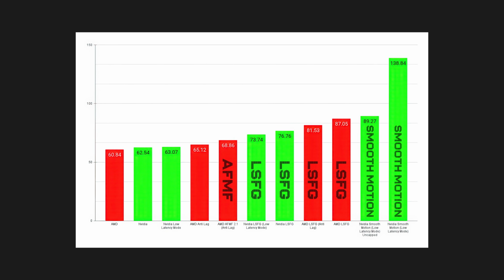So let's just talk about this. The Nvidia stuff performed pretty well with Lossless Scaling, as you can see there. The low latency mode also gained a few milliseconds, which is good.